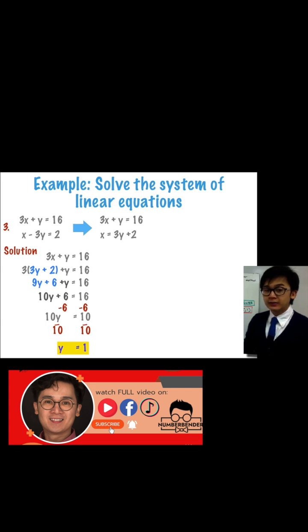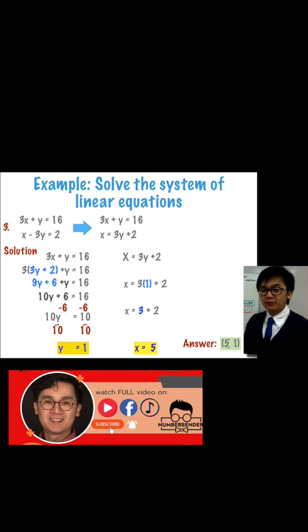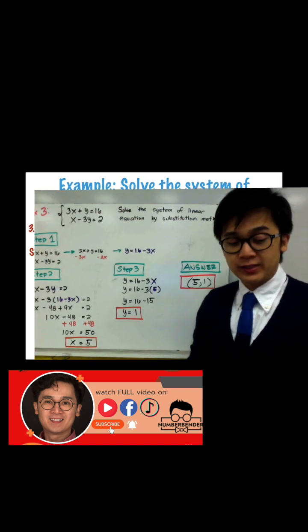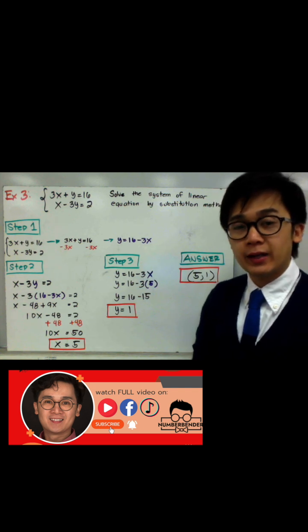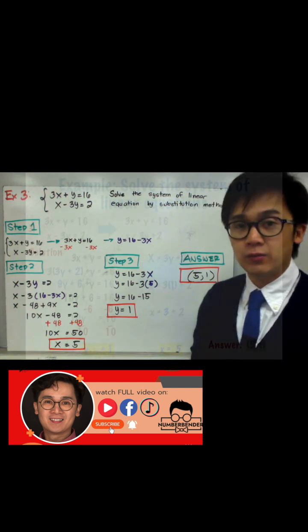So my third step will be to use my second line, which is now x is equal to 3y plus 2, and replace y by 1. So now x is equal to 3 plus 2, which gives me 5. So my solution for this linear system will be 5 and 1, which is the same as the answer that I had on the previous example. And that's how we use the substitution method in finding the solution of the system of linear equations.